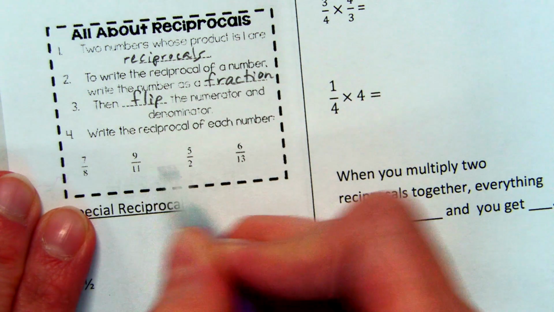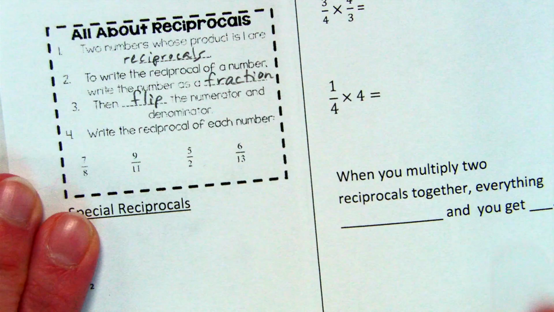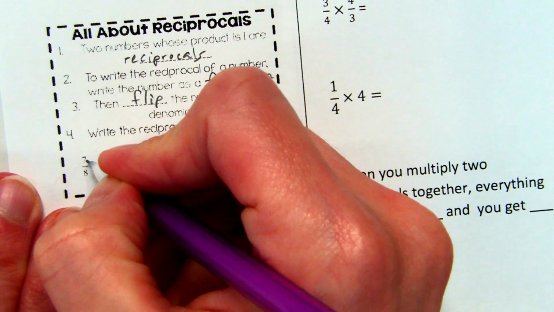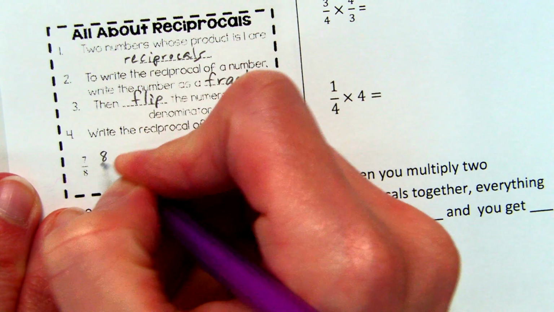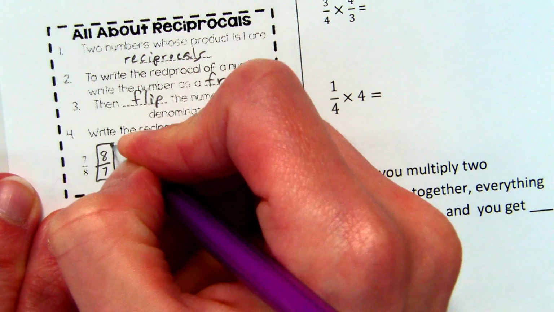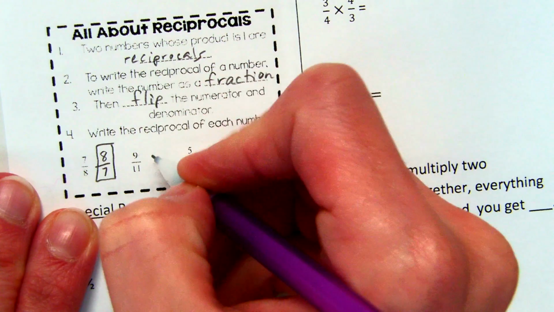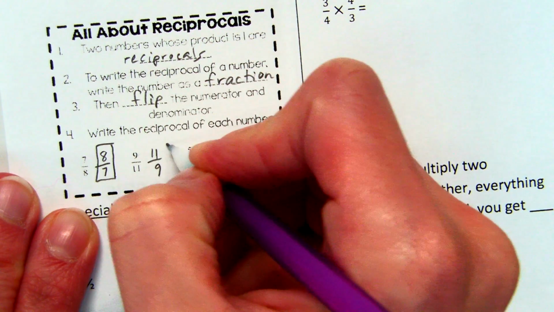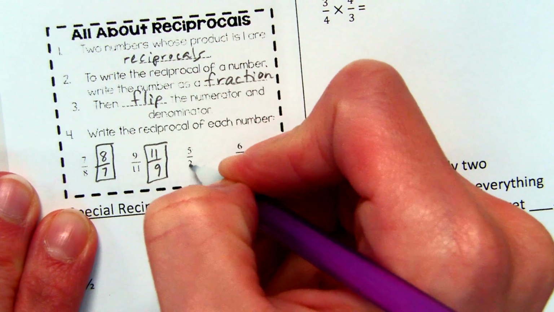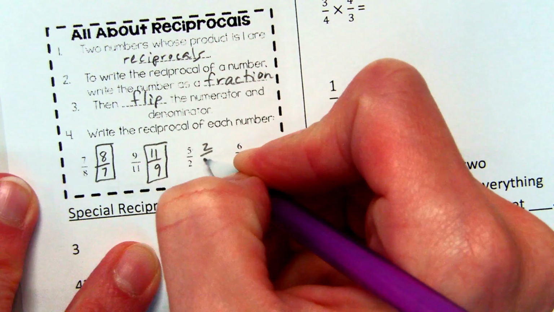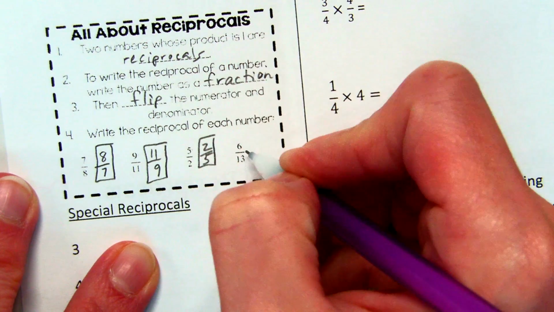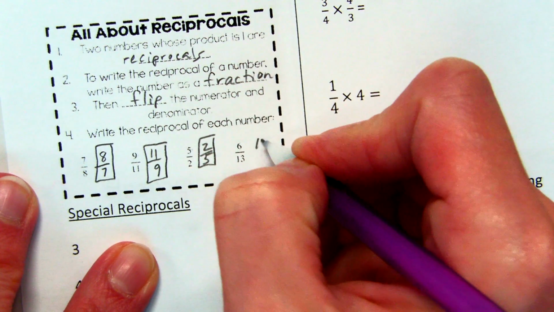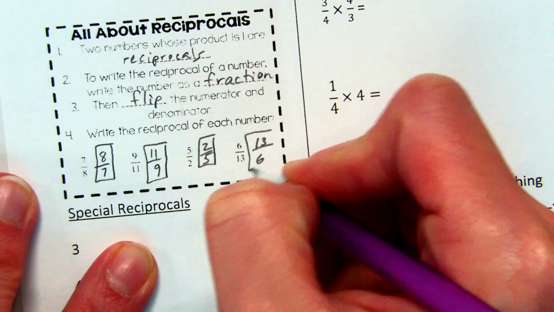So these are all set up as fractions. All we do is flip them upside down. So the reciprocal of 7/8 would be 8/7. Reciprocal of 9/11 is 11/9. The reciprocal of 5/2 is 2/5. And the reciprocal of 6/13 is 13/6.